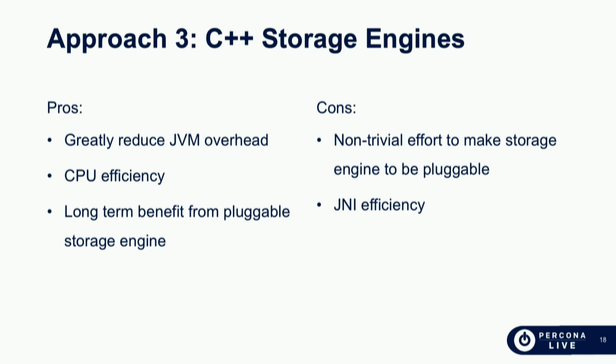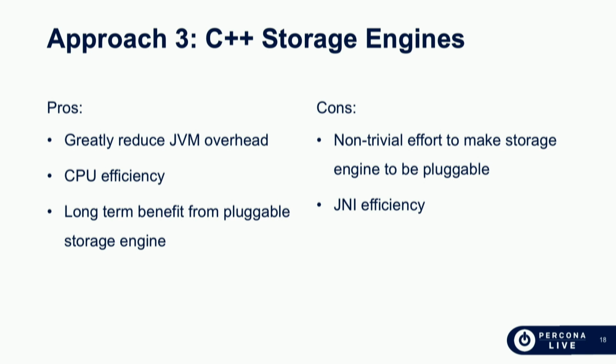The pros are, we can greatly reduce the JVM overhead. And potentially, we can get more CPU efficiency by using more C++ in the critical paths. And also, we believe we can get long-term benefit from the pluggable storage engine architecture in Cassandra.